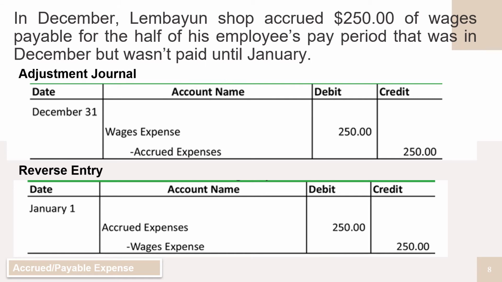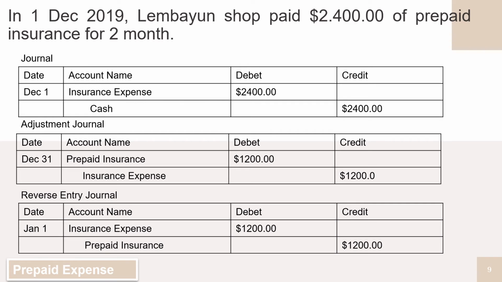Okay, next. This is the example for prepaid expense. On 1st December 2019, Lembayung Shop paid $2,400 of prepaid insurance for 2 months. So the journal we made on 1st December is insurance expense $2,400 and cash $2,400. Just remember that we do reverse when the prepaid insurance is recorded as expense. Here, it is recorded as expense, so we have to make reverse in the next period.